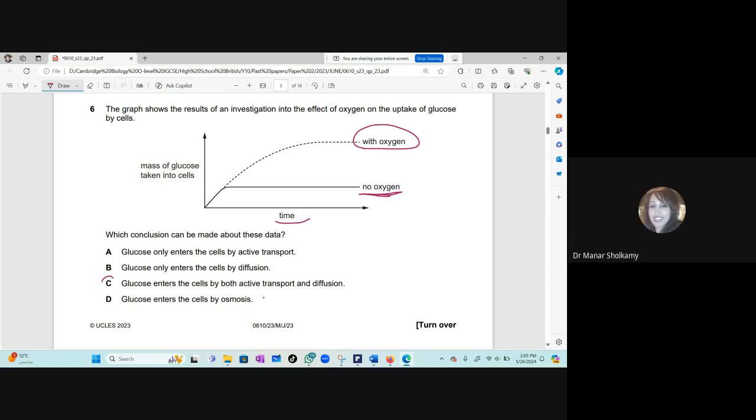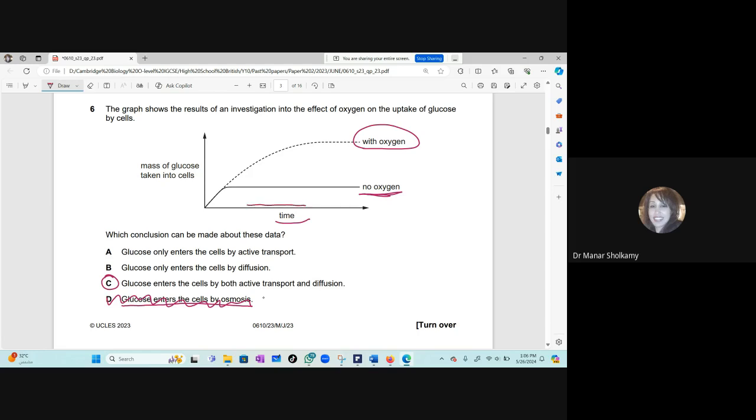Now, why did you choose C? Now, let's look at D. Glucose enters the cell by osmosis. Is this correct? No, definitely not. C is the most logical answer. Okay, nothing enters the cell by only one method. And especially if it's by active transport, it has to start by diffusion and then it follows by active transport.